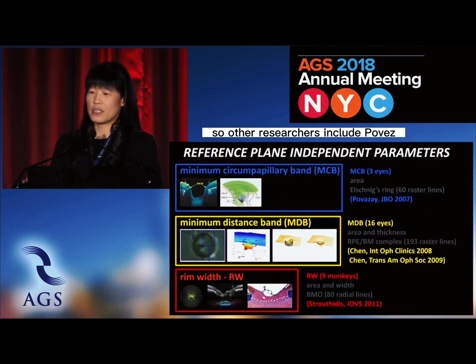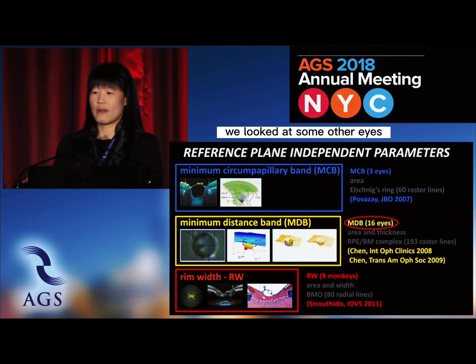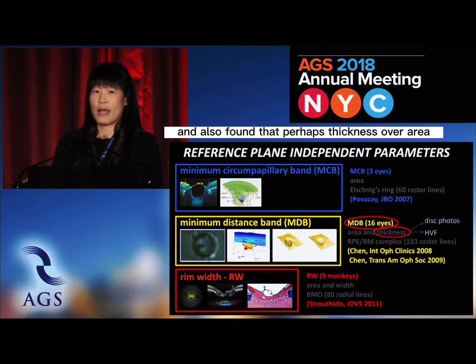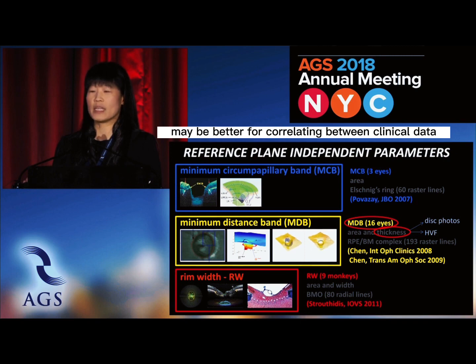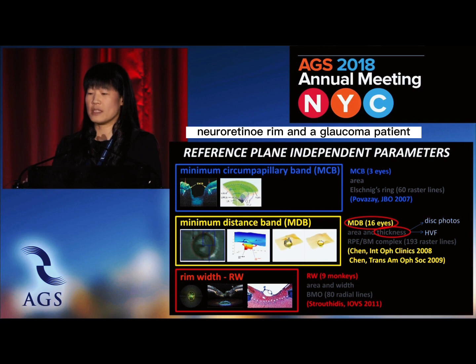So other researchers include Povazay, who looked at 3 eyes, suggesting that maybe area of the neuroretinal rim is a good parameter. We looked at some other eyes and also found that perhaps thickness over area may be better for correlating between clinical data of disc photos and visual fields. And here you can see in the middle videos a thick blue neuroretinal rim in a normal patient versus a thinner neuroretinal rim in a glaucoma patient.